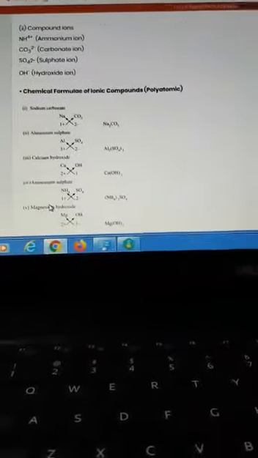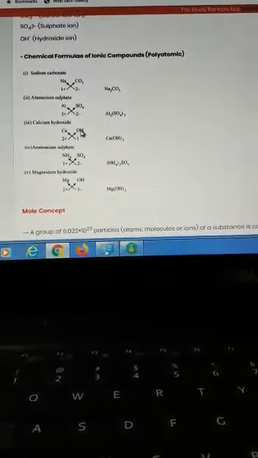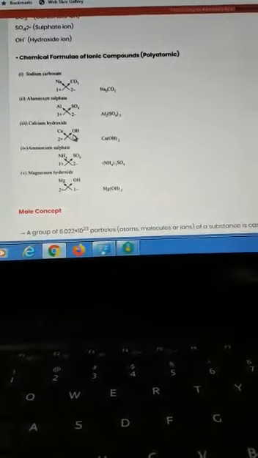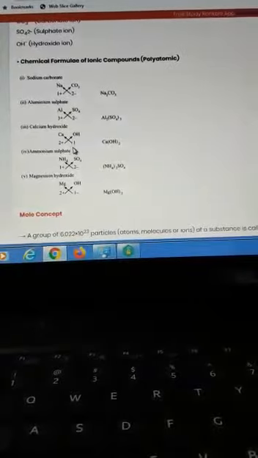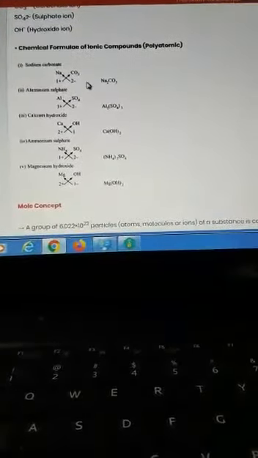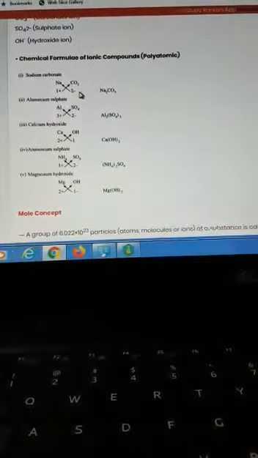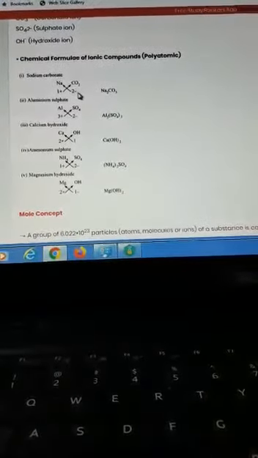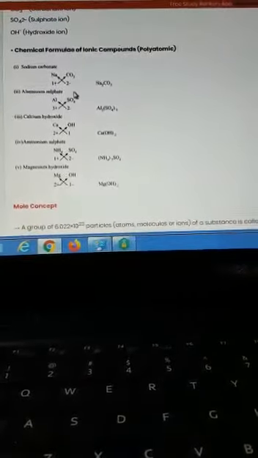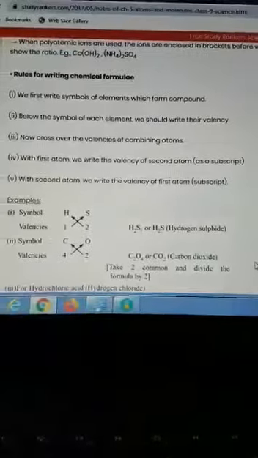Now we will see how to get the chemical formulas by taking their charges. A chemical formula is a symbolic representation of any element, molecule or compound. To get the compound, first of all we have to follow certain rules and regulations. Let us learn those first.